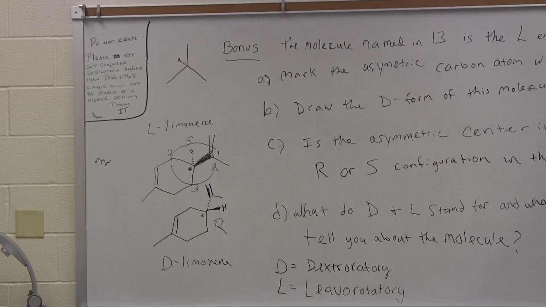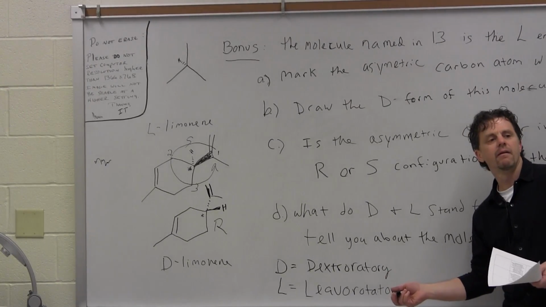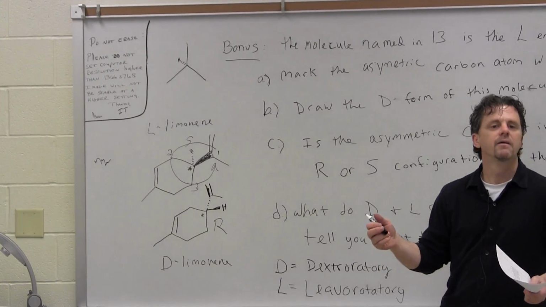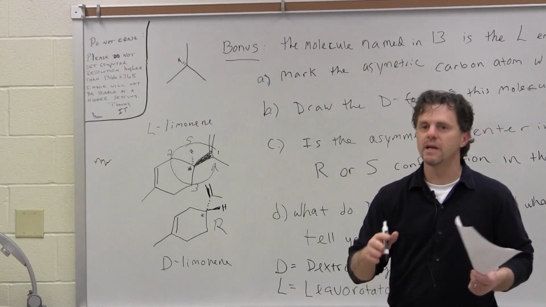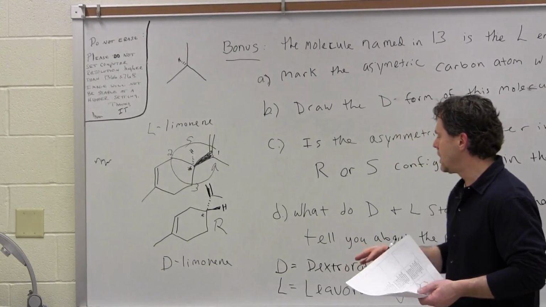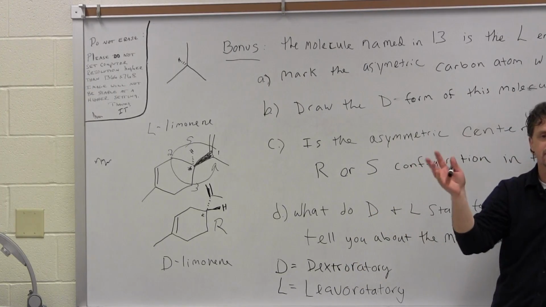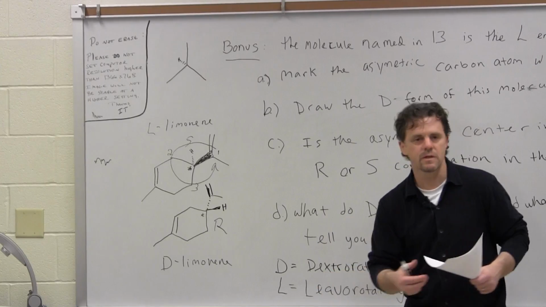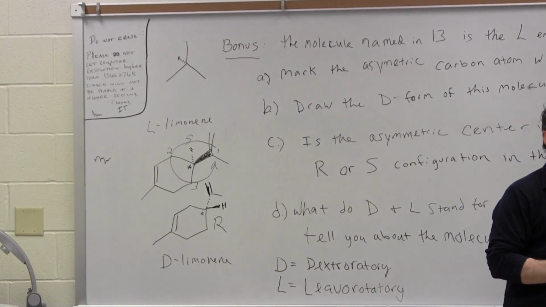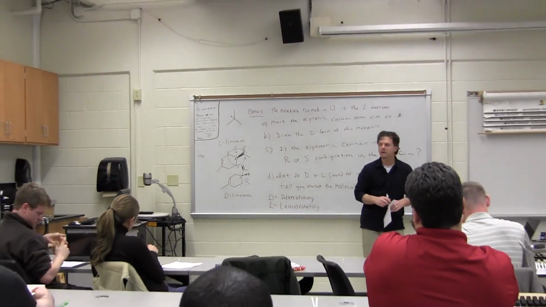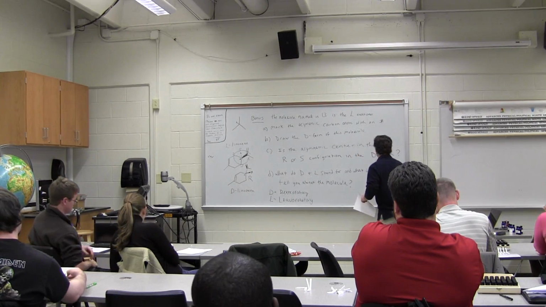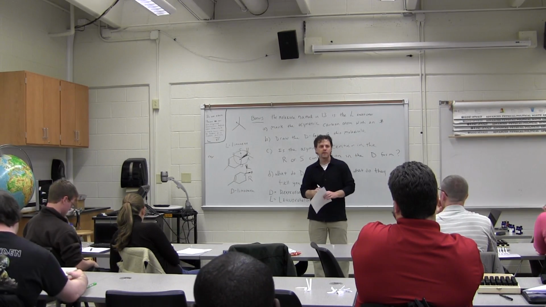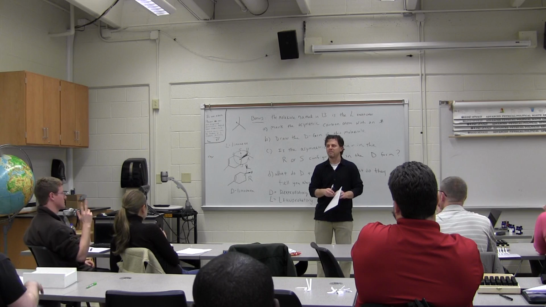And what do they tell you about the molecule? That tells you what? Right, the direction that they rotate plane polarized light. So D, dextro, is right, L, levo, is left. That was it. Basic sophomore organic chemistry. Who got that right? Good job.